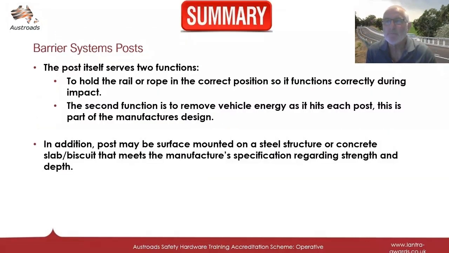In summary, the post itself serves two functions. To hold the rail or rope in the correct position so it functions correctly during impact. The second function is to remove vehicle energy as it hits each post. This is part of the manufacturer's design. In addition, posts may be surface mounted on a steel structure or concrete slab or biscuit that meets the manufacturer's specification regarding strength and depth.